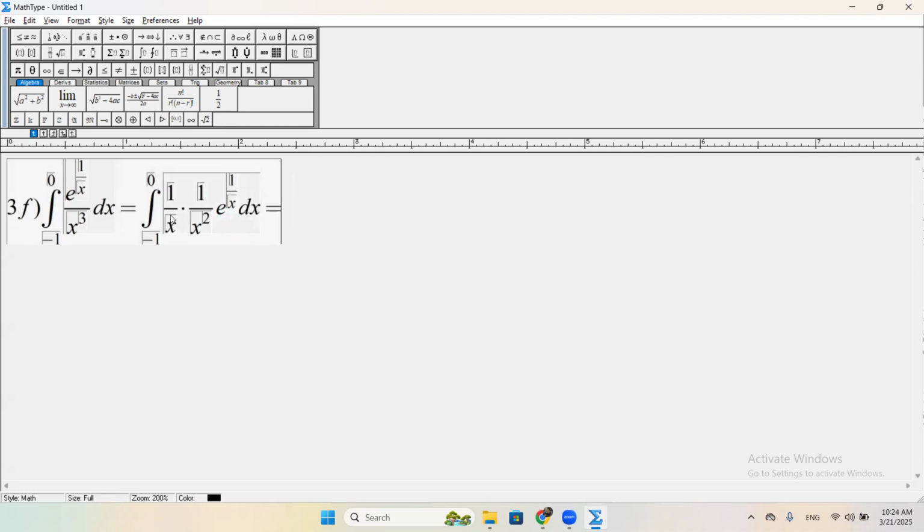What do we see here? Here is the differential of this minus the differential of this function. So let's use the differential entry technique here.